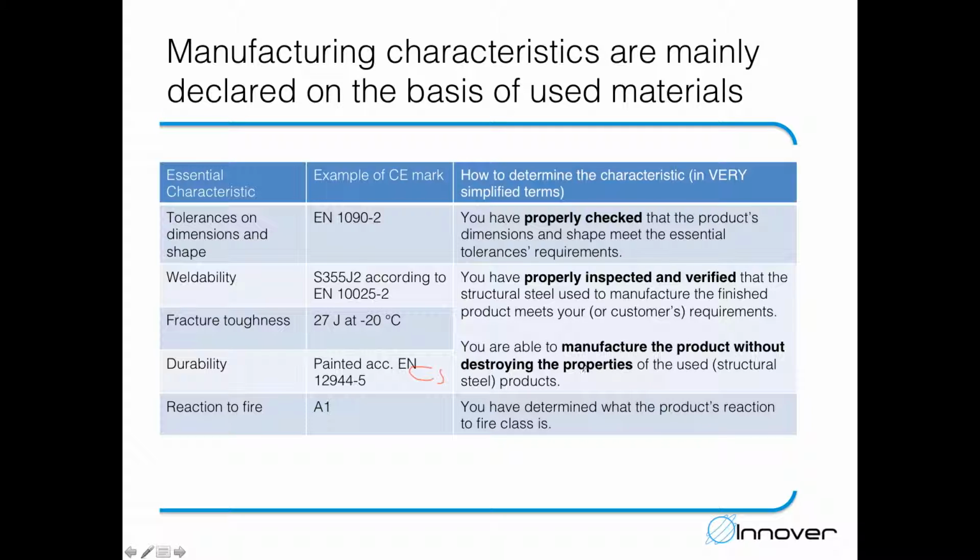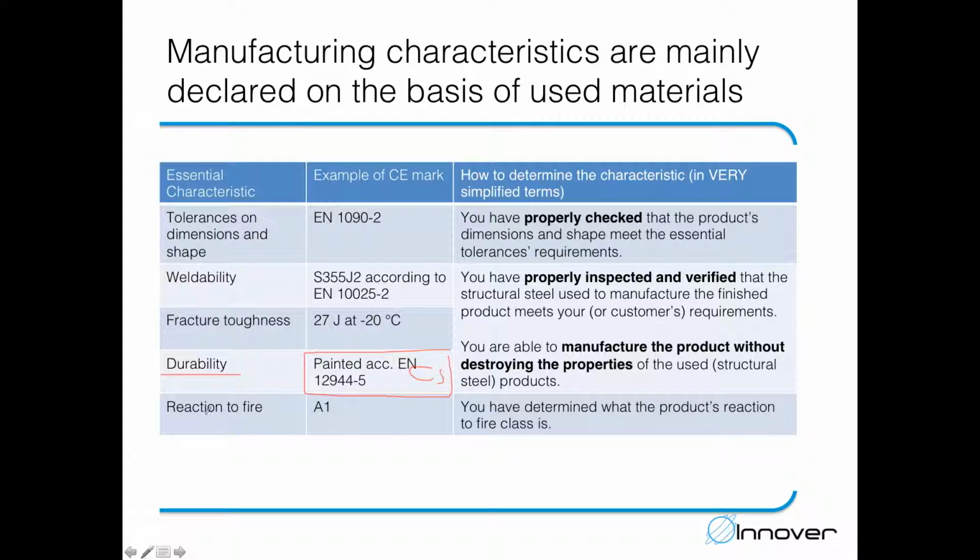So you did it properly, so the paint coating is going to be sufficient in terms of corrosion protection and it's not just going to fall off. But here you just declare that the component specification mandated you to do something and you did it.